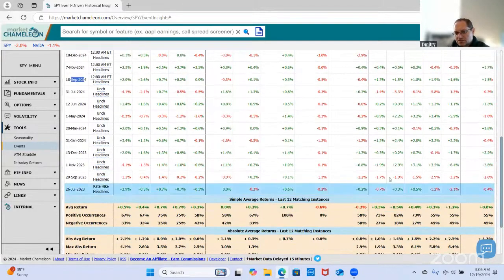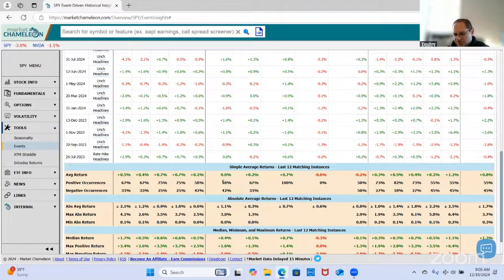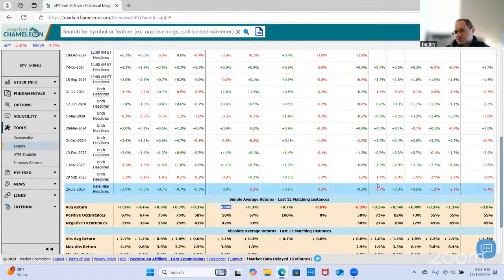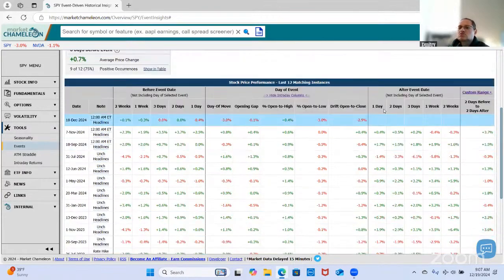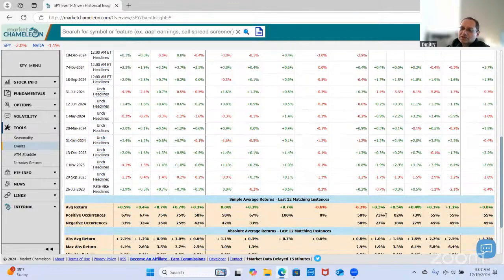Looking at this, we could see that on the day of the move, 58% of the time it was up, 42% lower, close to 50-50 on average, break even. What did it do the next day? The day after the Fed meeting would be this one, measured from the close of yesterday to the close of today. You could see that it tended to be up more often than down: 73% of the time the stock was higher the next day, 27% lower, for an average gain of 0.3%.